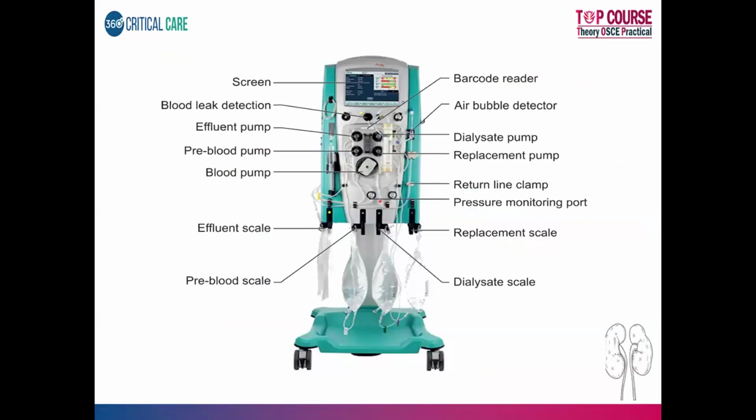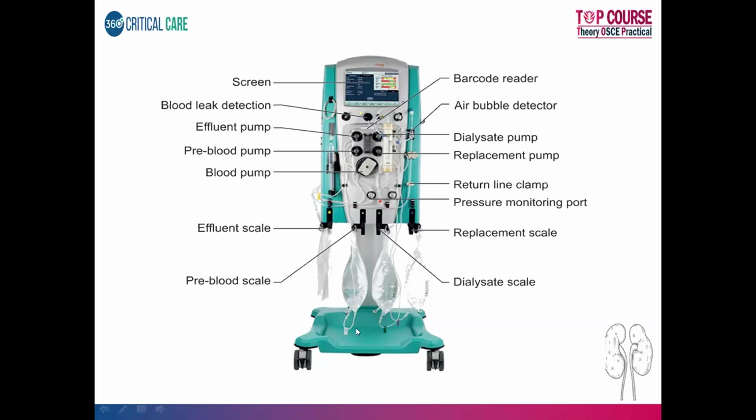Now coming to the CRRT machine. These are the important components of the CRRT machine. What we have to know is, what are the different pumps that are used in the CRRT? There are totally 5 pumps: the effluent pump, the pre-blood pump, the blood pump, the dialysate pump, and the replacement pump. Okay, so these are the 5 pumps.